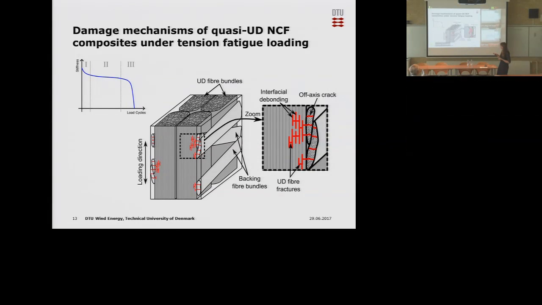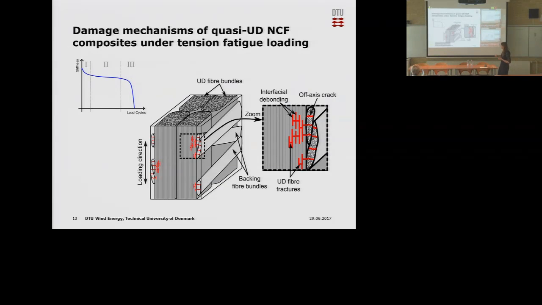The damage is off-axis cracks, which are initiating in the off-axis fiber bundles. And we also see fiber fractures occurring in these load-carrying unidirectional fiber bundles, which are some of the damage features we see in this type of composite, but exactly the order in which they occur and how they are connected is still not very well understood.